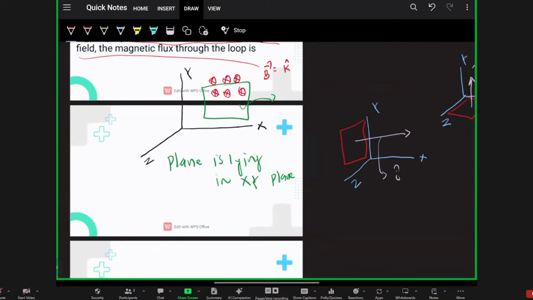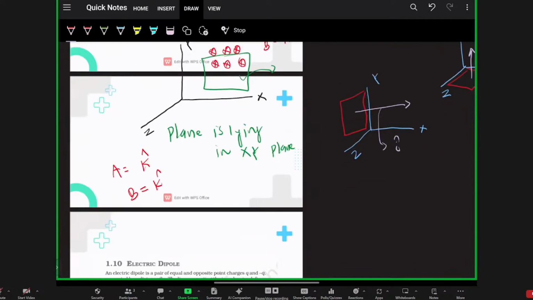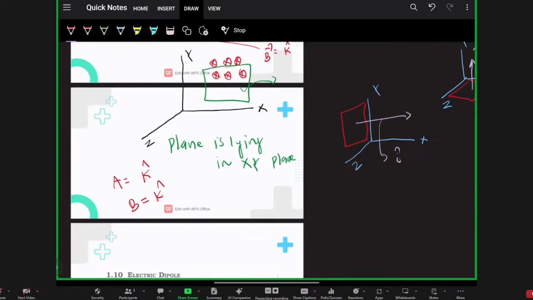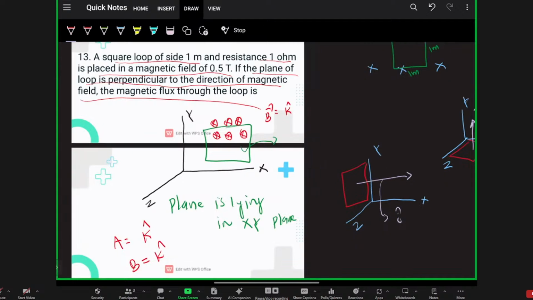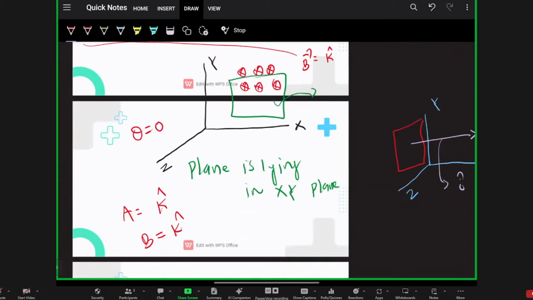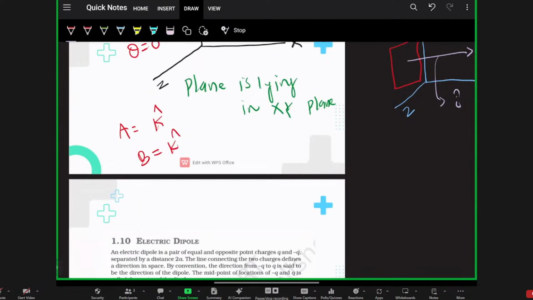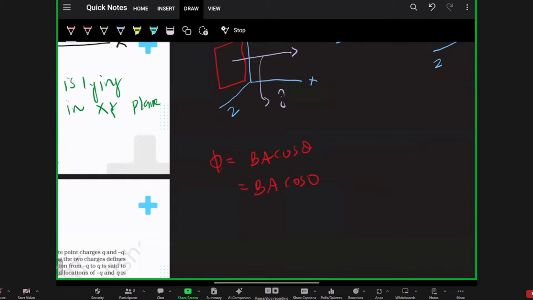So here the area will be in terms of K cap, and the magnetic field is also in K cap. So theta will be how much? Yes, theta will be 0, or 180, we can take anything. So the flux phi will be equal to BA cos theta, that is BA cos 0. What is cos 0? Cos 0 is 1.